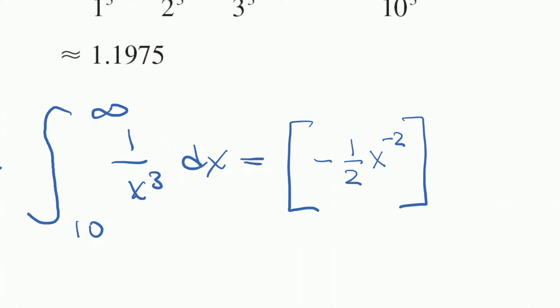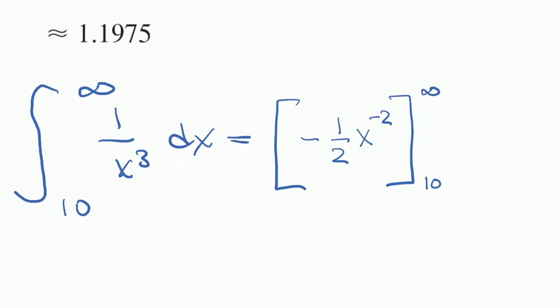This is just x to the negative 3. So very nice work. You add 1 to negative 3 and you get negative 2 for your power. And then, of course, divide by the power. And he even simplified it. Nice work. And this is going to be from 10 to infinity.